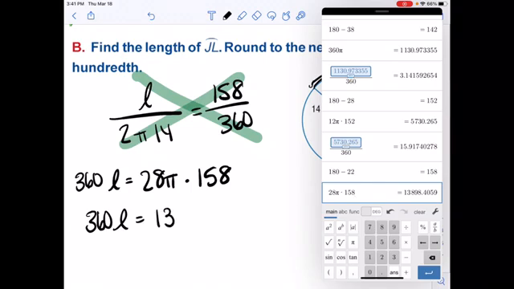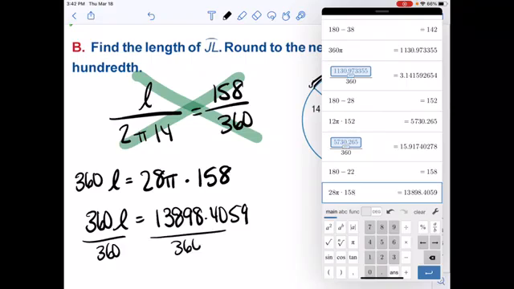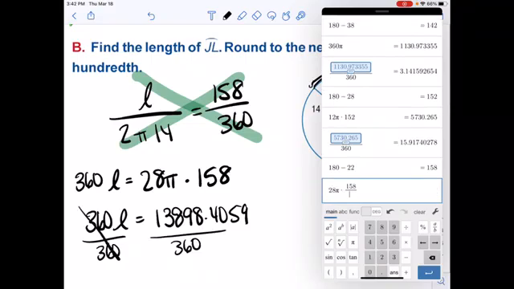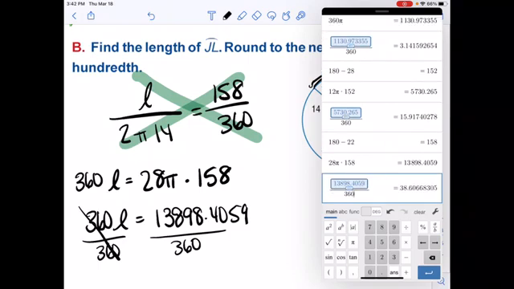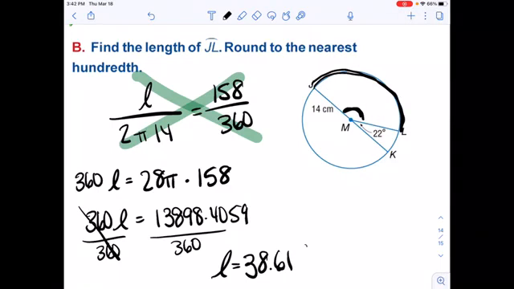We get 360L is equal to a very big number. And then go ahead and divide by 360. And we end up getting that the arc length here is 38.61.